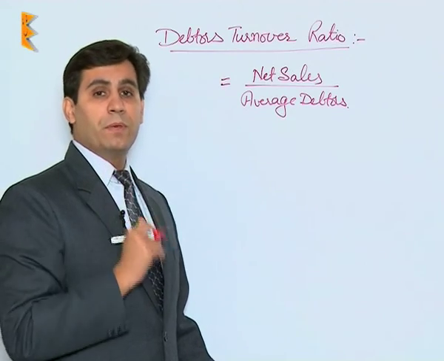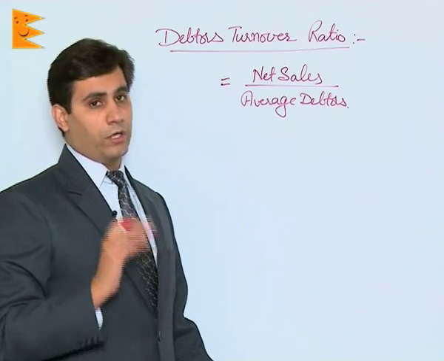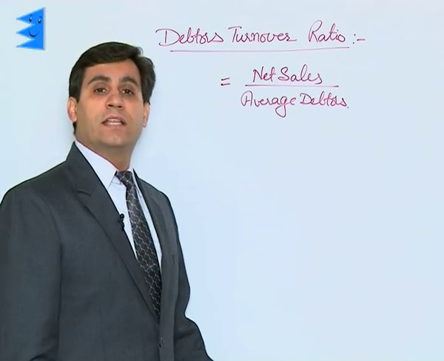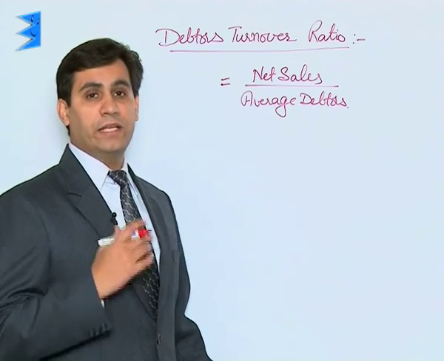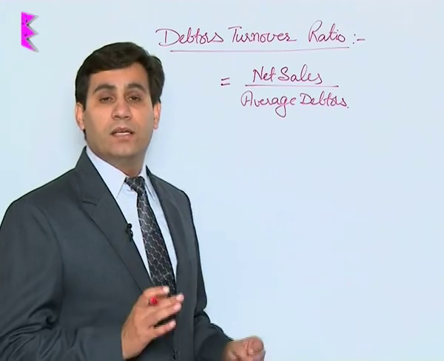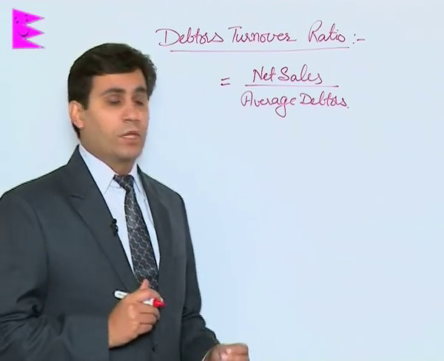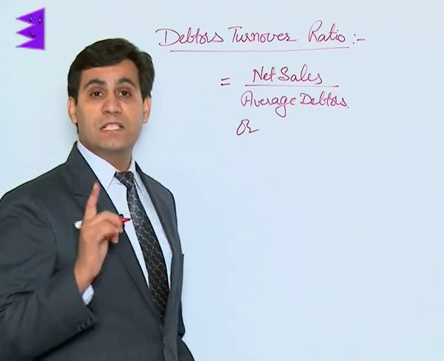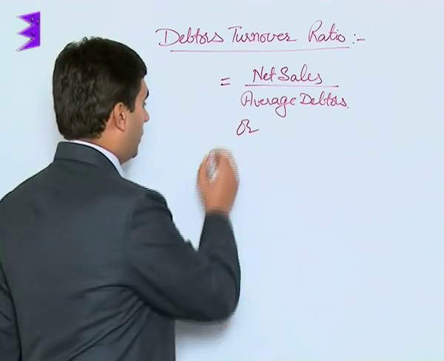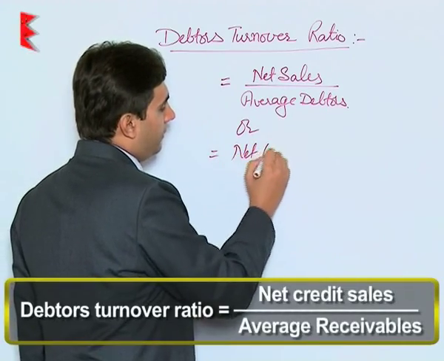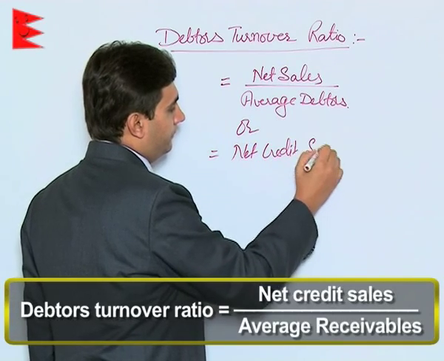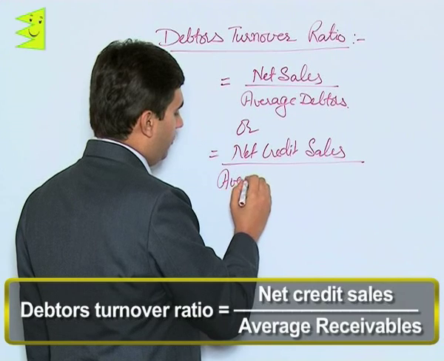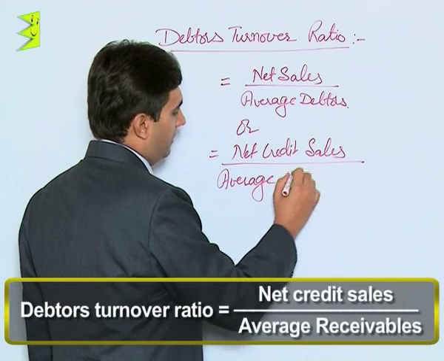But here just remember one thing, that debtors arise on account of credit sales. That is, in cash sales there is no concept of debtors because payment is received in cash at the same moment when the sale is effected. So in case you are given credit sales, then the preference must be given to credit sales. So we should write net credit sales upon average receivables.